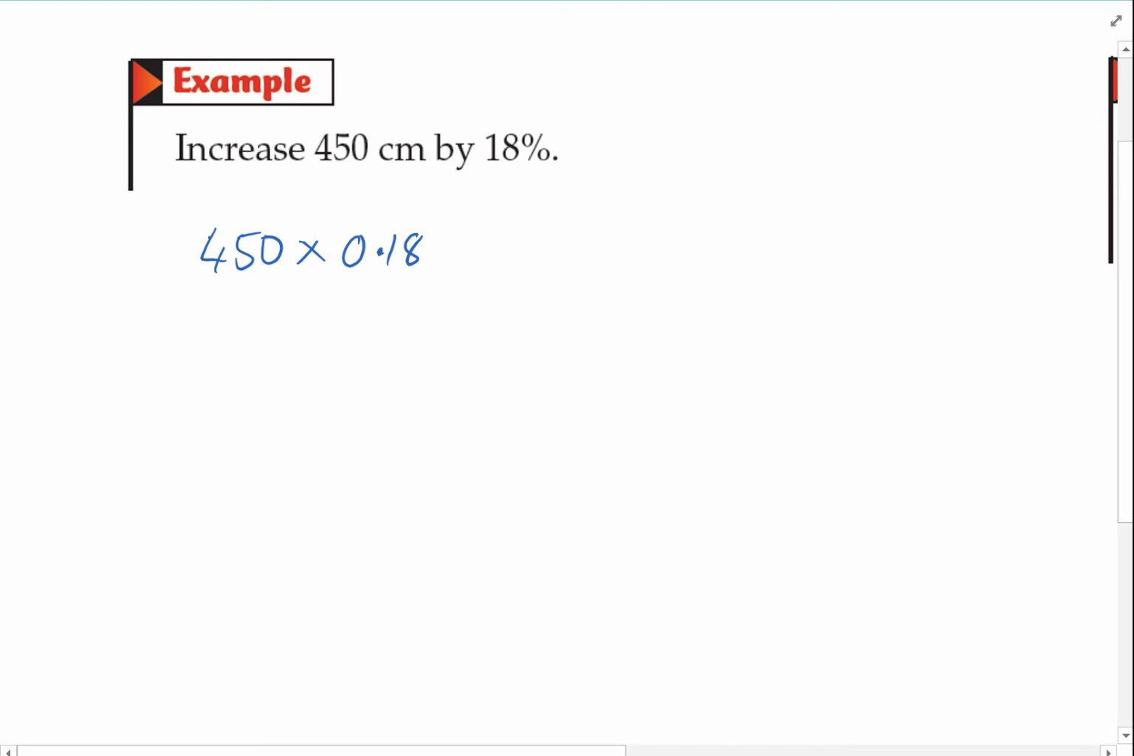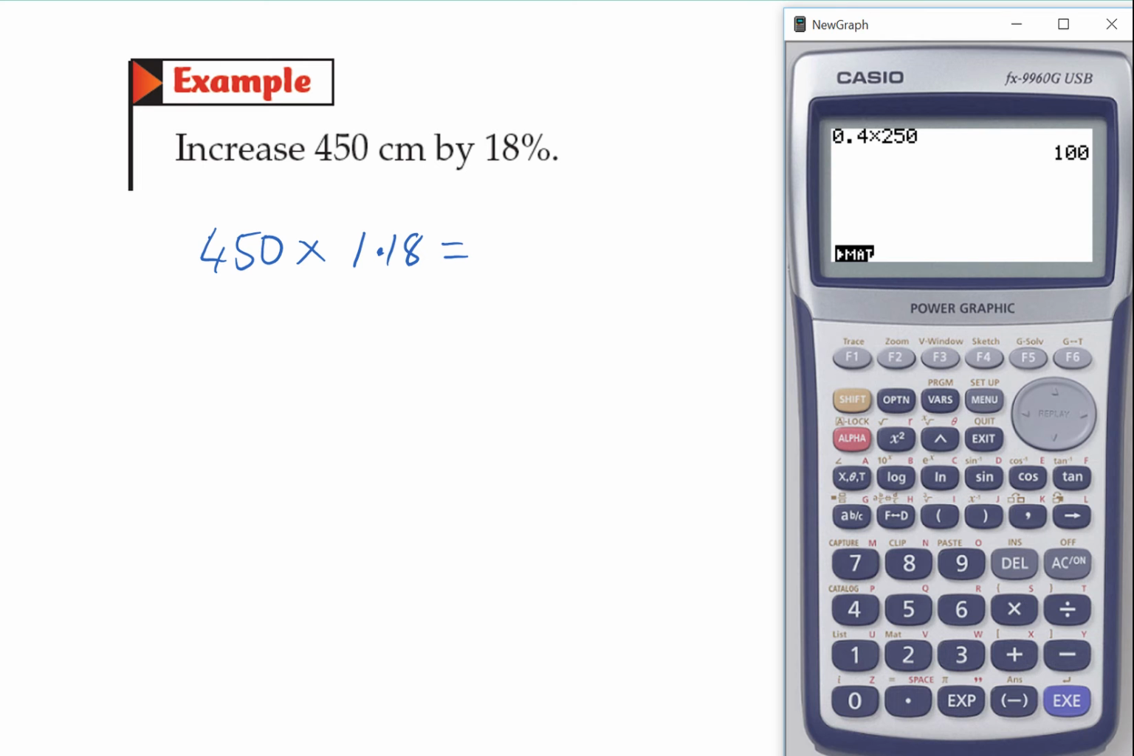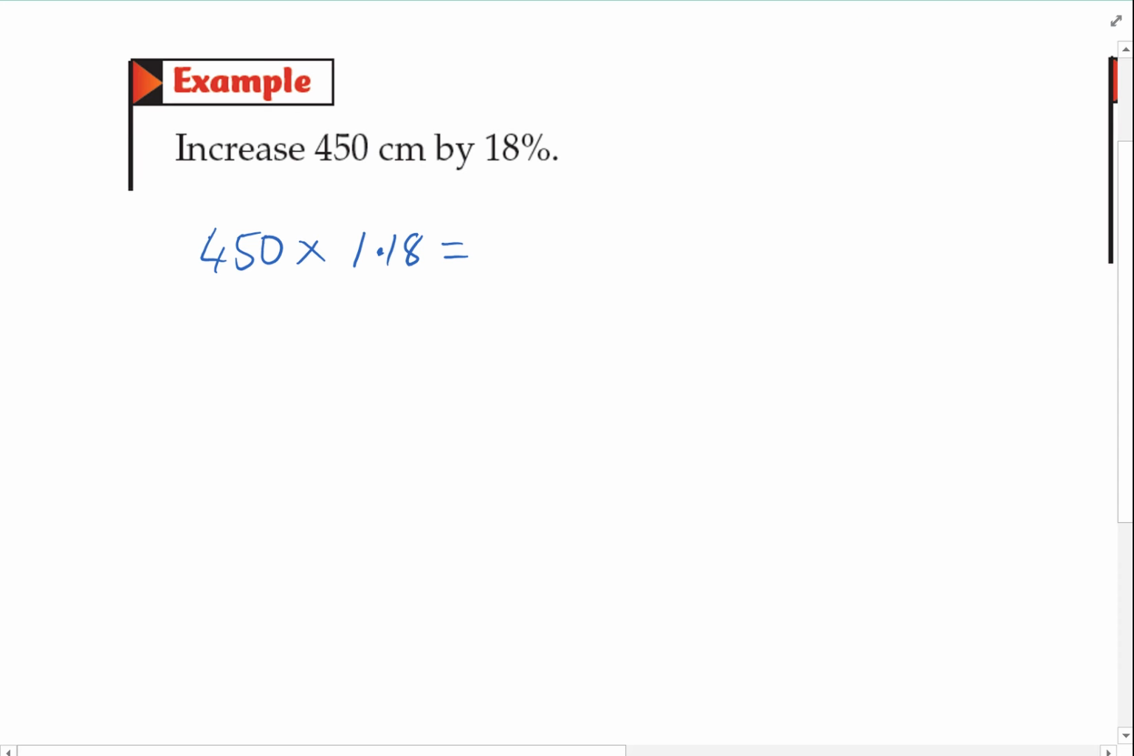But the thing is, if we're increasing it, we want to actually have a number that's bigger than 450. And so what we do is we just write 1 and then the percentage, so 1.18, and then we put that into our calculator. And so that gives us 450 times 1.18, which is 531. So that gives us 531 cm.